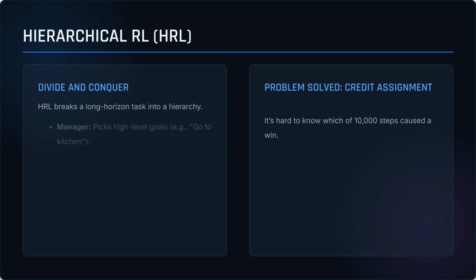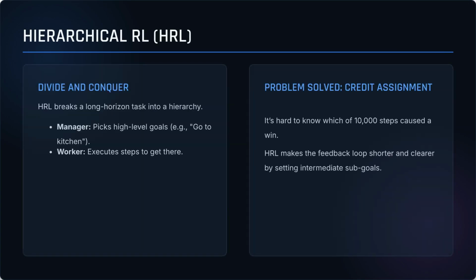Hierarchical RL, HRL, uses a divide-and-conquer approach by breaking long tasks into sub-goals. This solves the credit assignment problem by making feedback shorter and clearer. A high-level manager picks the goals, and a low-level worker executes the steps.